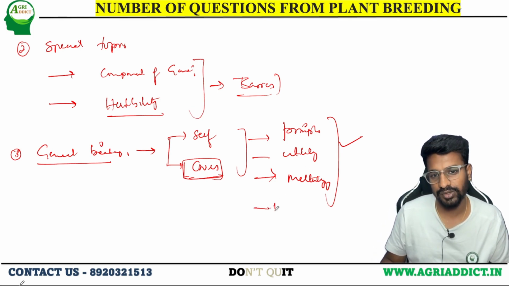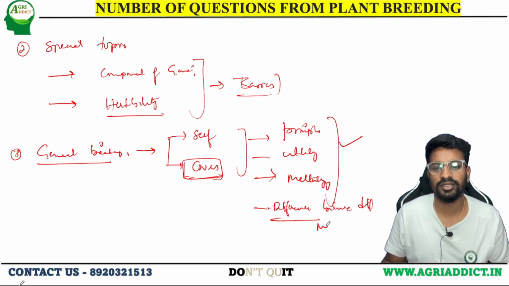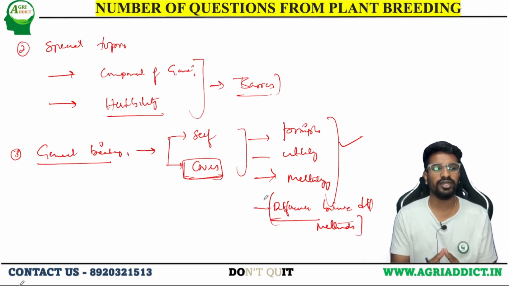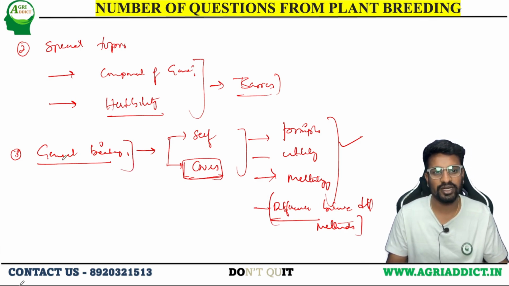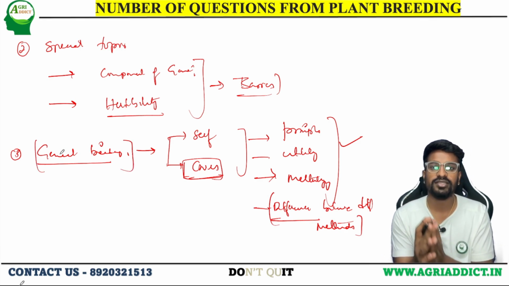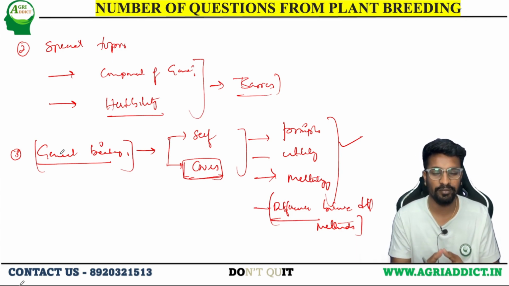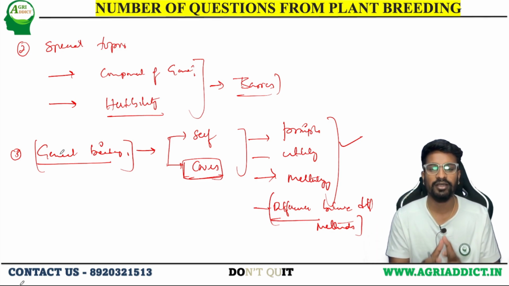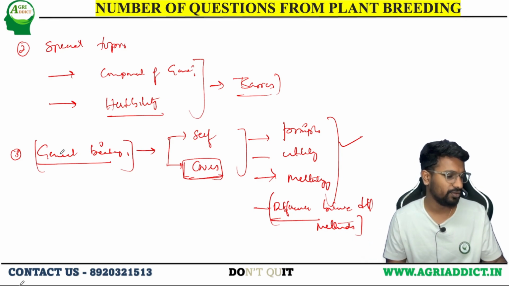You can also read this in terms of differences between the different methods of plant breeding. You can make a table or a short note and study accordingly. That is very important in the case of general breeding methods. No need to go in depth, just know these 4 important areas, but make a complete list of the different methods available for self-pollinated and cross-pollinated crops, and which ones are common for both.